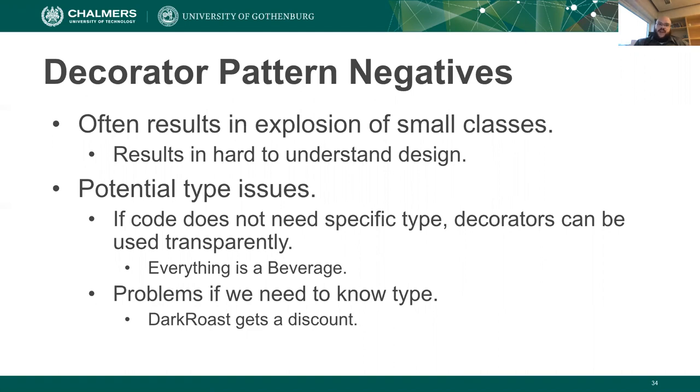There are also potential type issues to watch out for. If code doesn't need to know the specific type, decorators can be used transparently. Everything's a beverage, but if we have to know something is a dark roast, like a dark roast gets a discount, then bad things can happen once you start applying decorators. It can be really hard to figure out whether somewhere underneath all of these we have a dark roast in there.